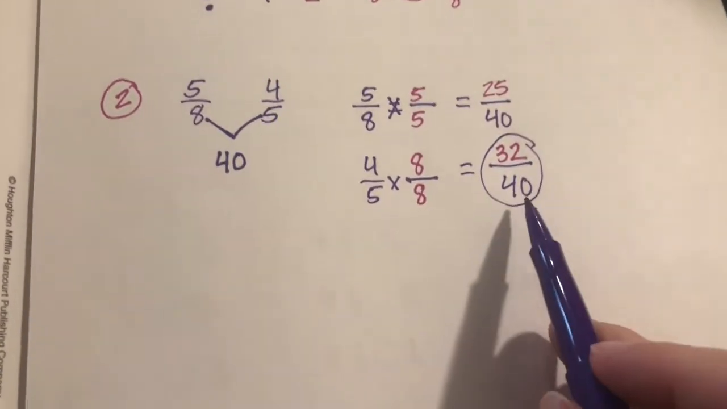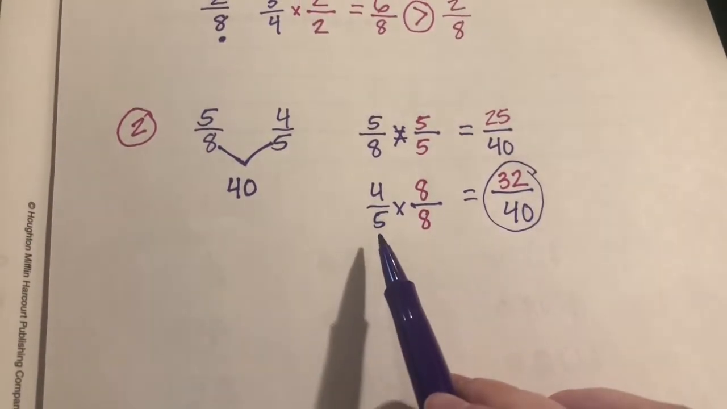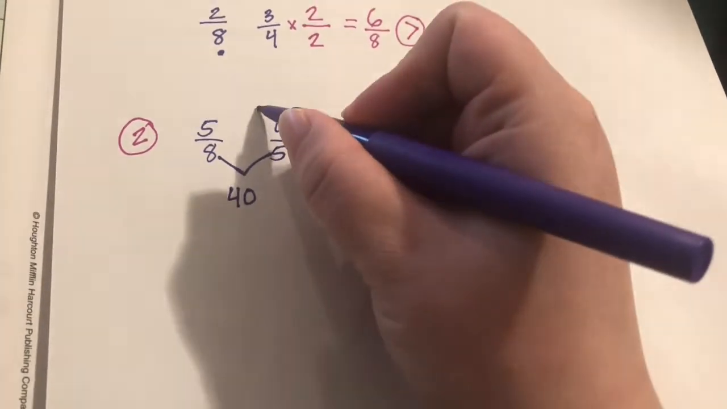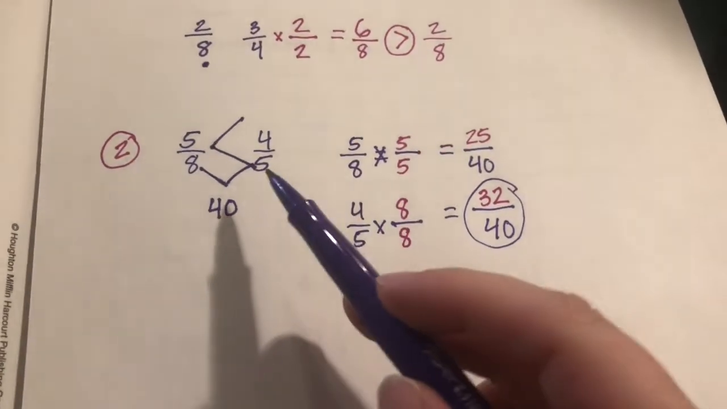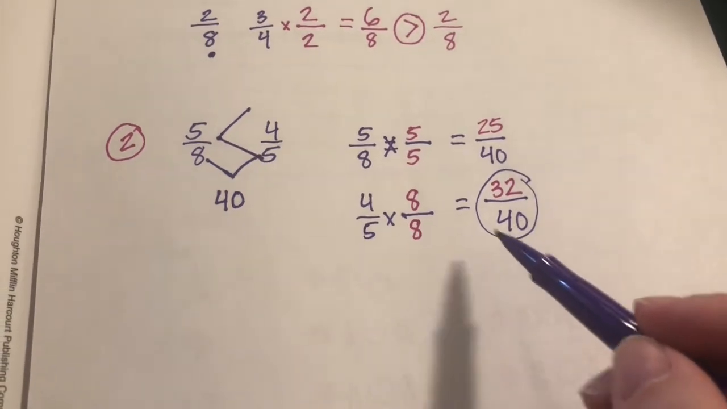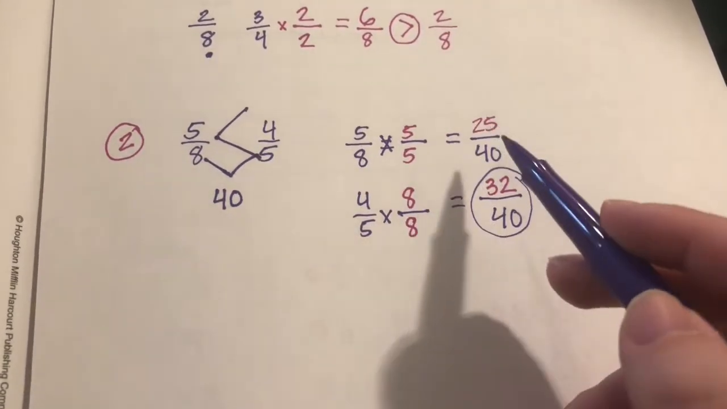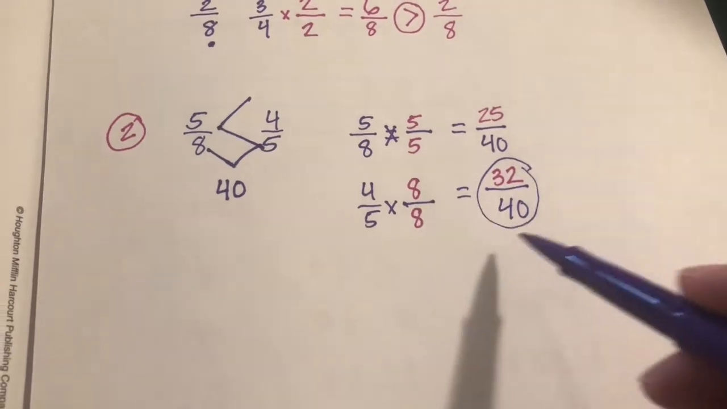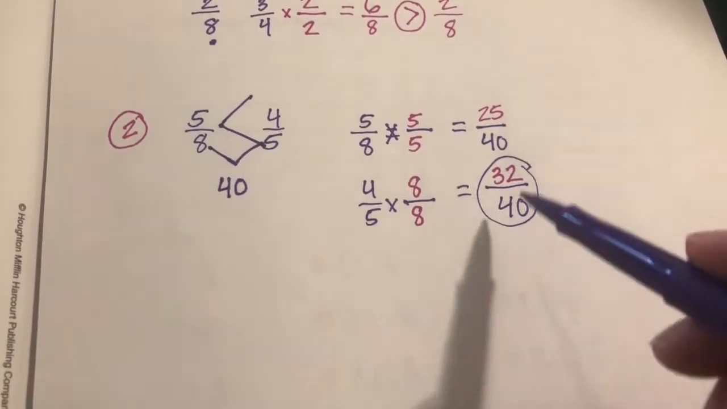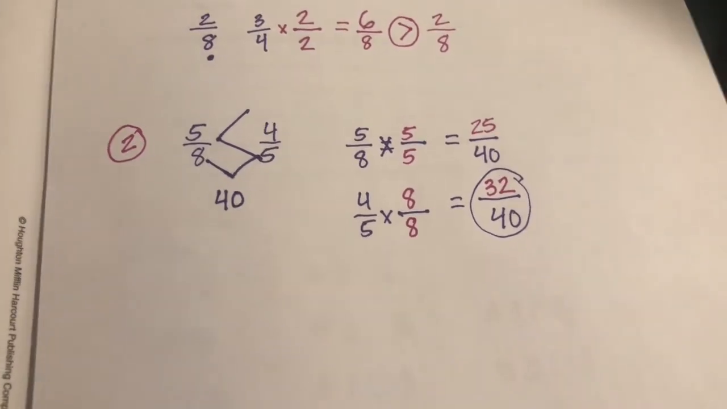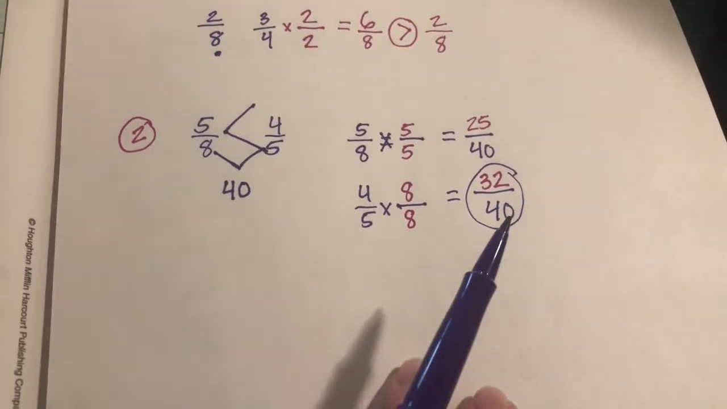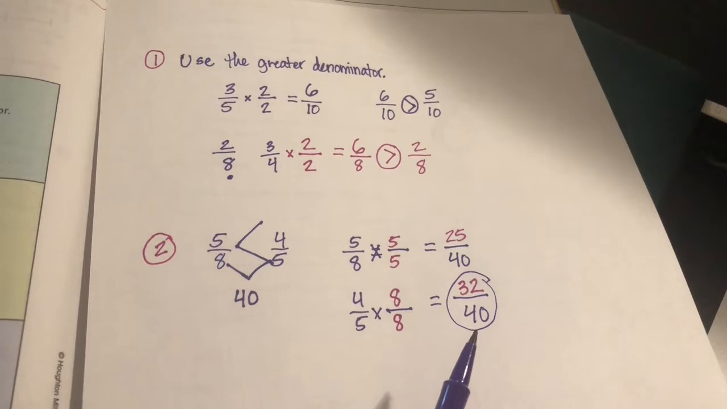So 32/40 is equivalent to 4/5, right? So I can go back over here and say, yeah, 4/5 is greater, because 4/5 is the same thing as 32/40. 5/8 is the same thing as 25/40. And when I put it in these terms, where both of them have 40, it's easier to compare than just going off of this, okay? So that's strategy number 2.